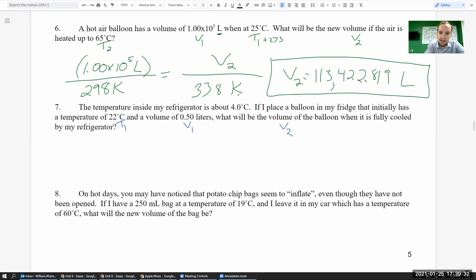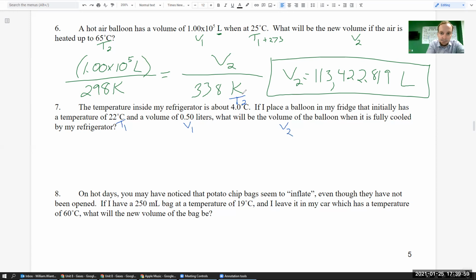So this is actually V2, or excuse me, T2. We're actually going to cool the balloon down to 4 degrees, but it was originally at 22 degrees Celsius, which is about room temperature. So we need to be careful because everything we've been doing so far, the first 6 were pretty much in order. They gave us the initial conditions followed by the final conditions. And again, number 6 is just a warning that that is not always the case.